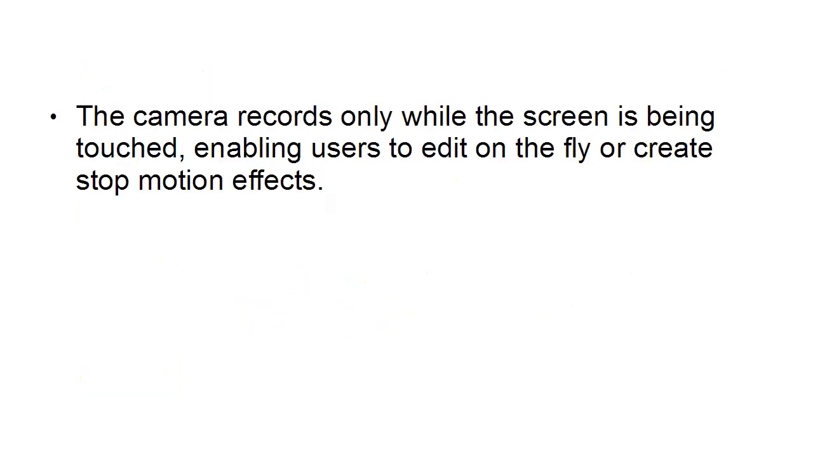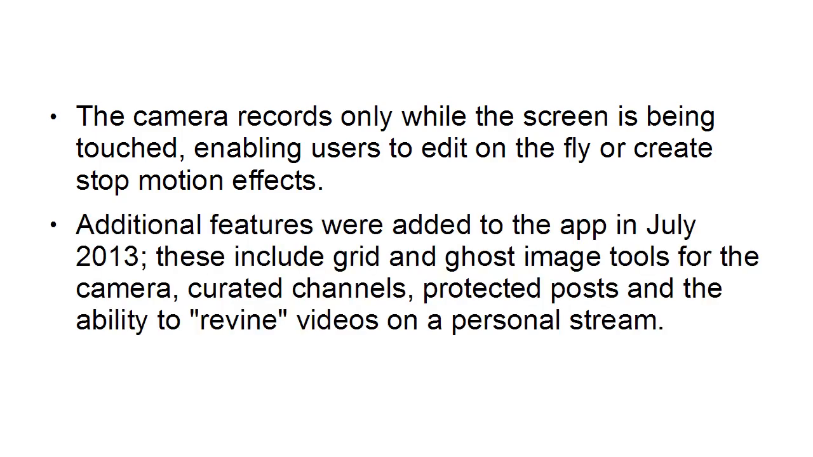Now, when you're using Vine, the camera only records while the screen is being touched, and this enables users to edit on the fly or create stop motion effects. And there were some additional features added to the app in July 2013, and these include grid and ghost image tools for the camera, curated channels, including themed areas and trending topics or users, protected posts, and the ability to re-Vine videos on a personal stream.